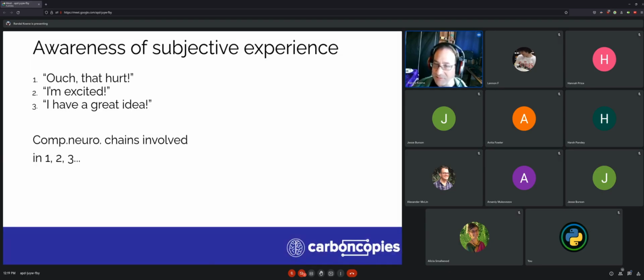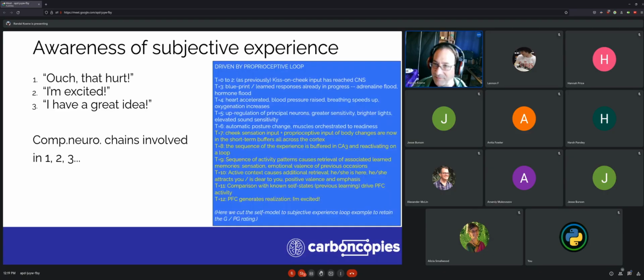Is it not going to show up? Is this it? Okay. The second one I'm going to call the one driven by the proprioceptive loop. Time points 0 to 2 are as previously. What's happening there is you're receiving a kiss on the cheek, and that input has reached your central nervous system.